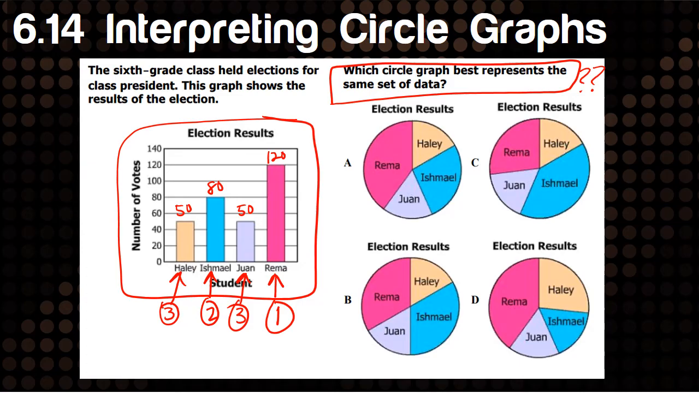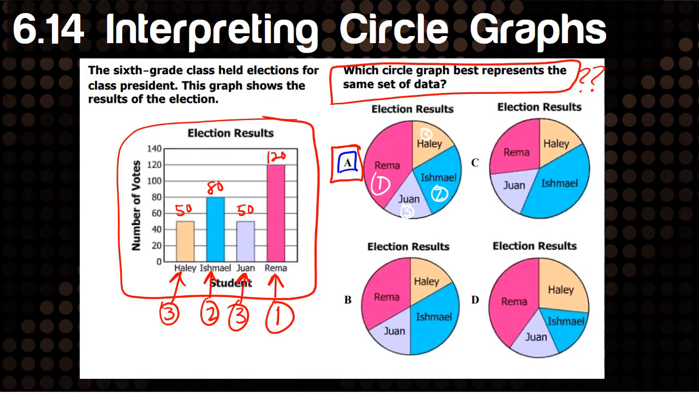So let's go ahead and take a look at these graphs here. So we take a look at graph A. Graph A shows us that yes, Rayma was in first, and then it looks like Ishmael was second. And our friends Haley and Juan, it looks like they have the same amount. So we can see that letter A would be our answer, but let's take a look at the other ones here, just for the sake of this video.